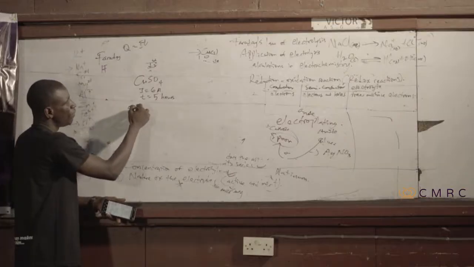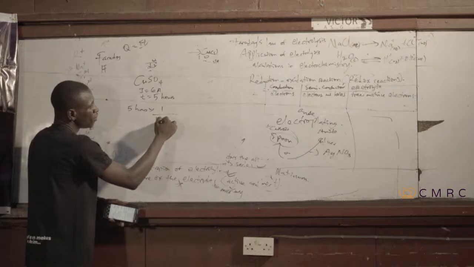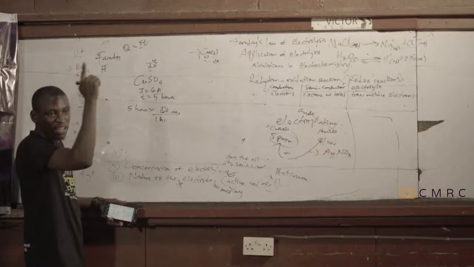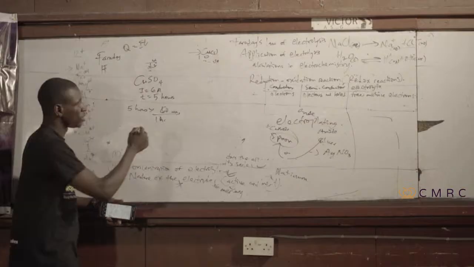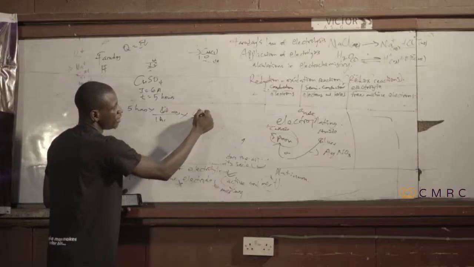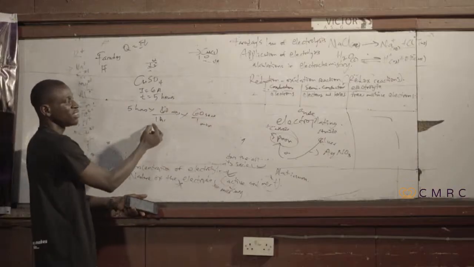So 5 hours times 1 over 1 hour equals how many minutes? 60 minutes. We are converting to seconds. Then we know that 1 minute, how many seconds are in 1 minute? 60 seconds. So how do you convert 5 hours to seconds? 5 times 60 times 60.